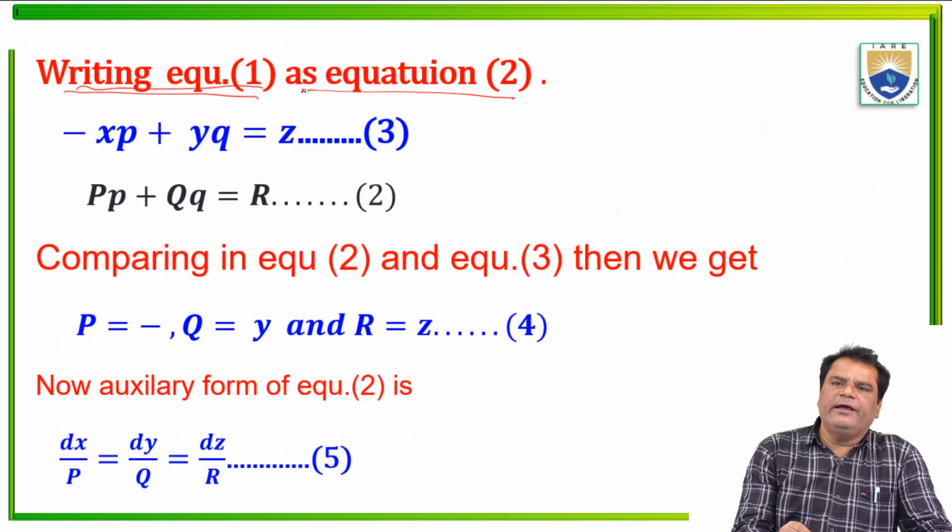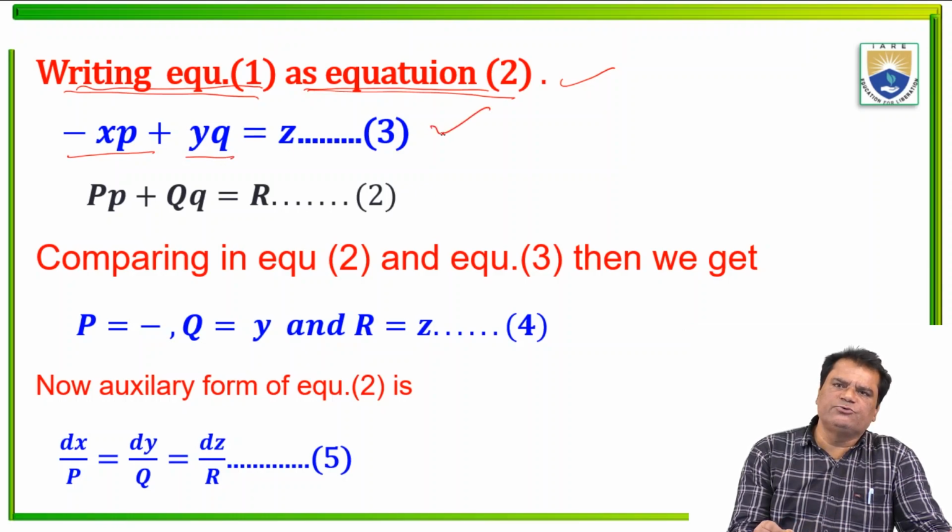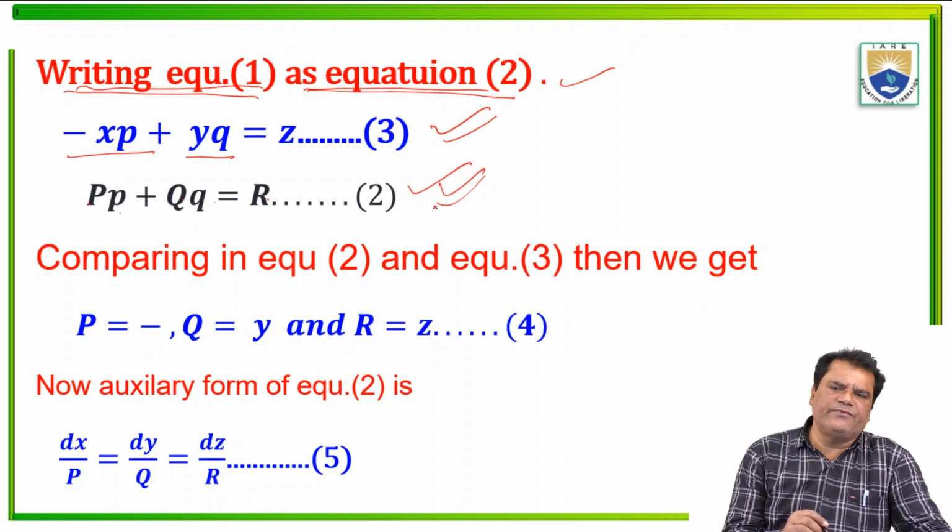Writing equation 1 as equation 2, I am writing minus x p, p first, and plus y q equal to z. This is equation 3. And capital P small p plus capital Q into small q equal to R is equation 2. This is the general Lagrange linear partial differential equation of first order and first degree.